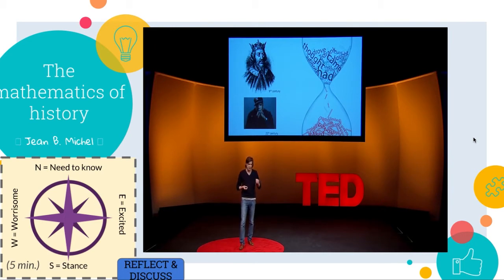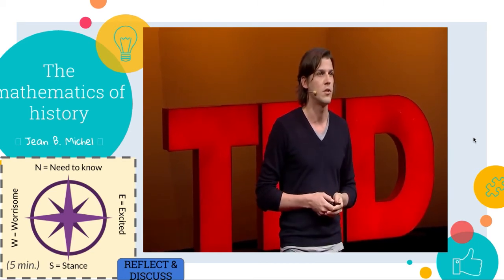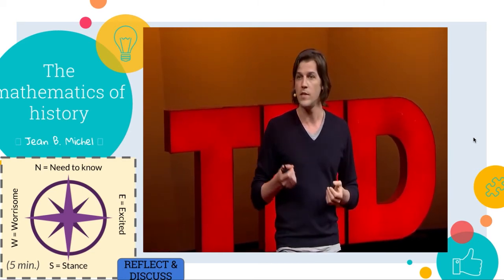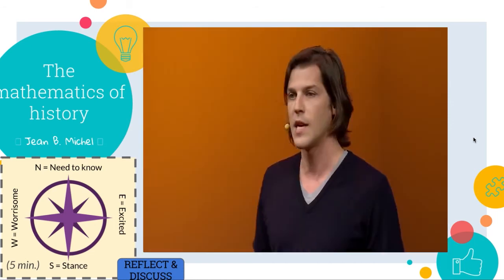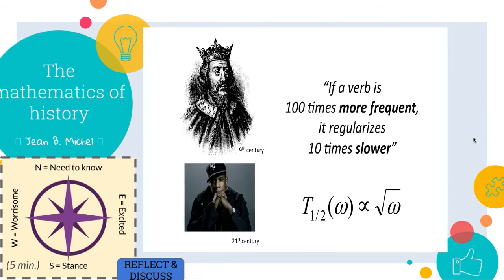So Erez and I followed the fate of over 100 irregular verbs through 12 centuries of English language. And we saw that there's actually a very simple mathematical pattern that captures this complex historical change. Namely, if a verb is 100 times more frequent than another, it regularizes 10 times slower. That's a piece of history, but it comes in a mathematical wrapping.